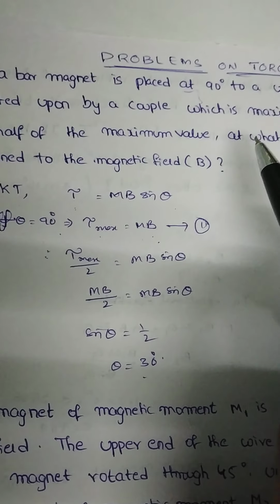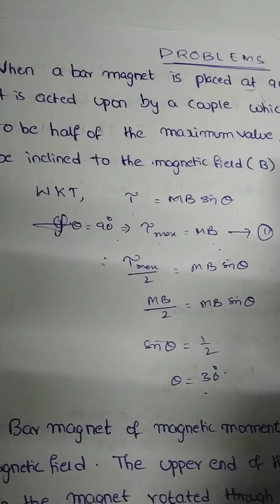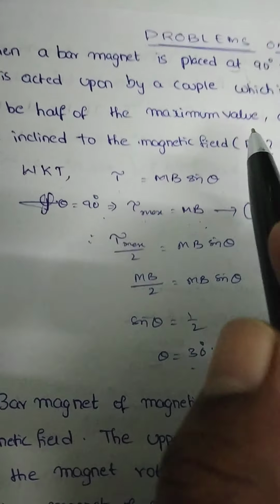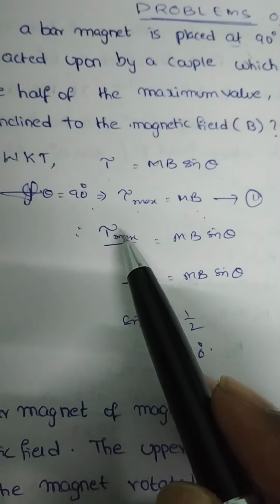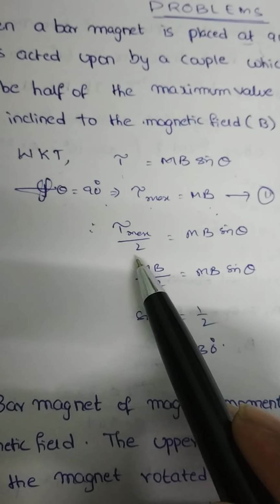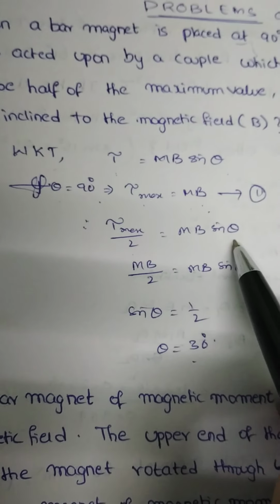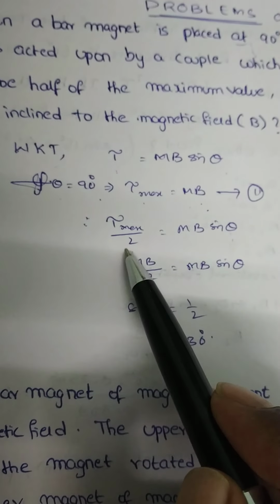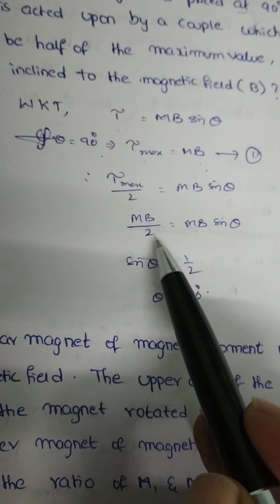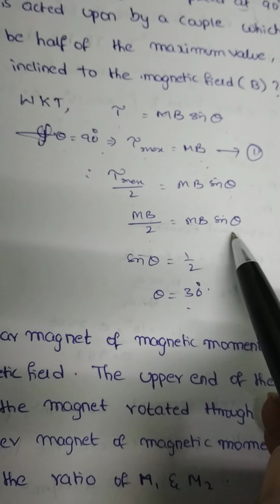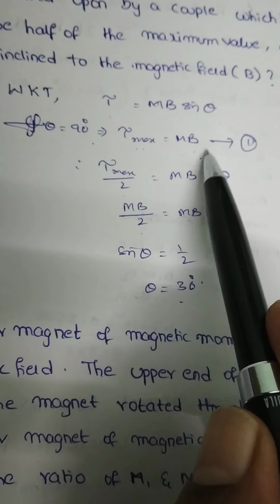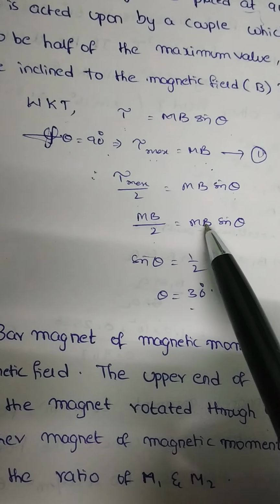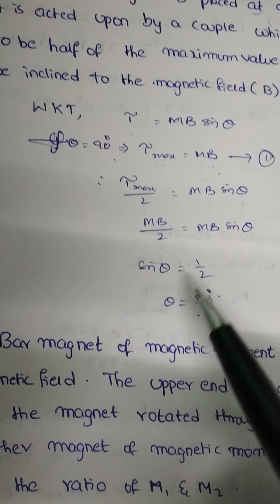Again, also from the problem, at what angle does the magnetic dipole experience half the maximum couple? Couple means tau. It should be equal to tau maximum by 2, which is also equal to mB sin theta. Say at an angle theta, the dipole experiences half the maximum couple. Tau maximum by 2 means mB by 2 is equal to mB sin theta, because tau maximum is equal to mB. mB by 2 is equal to mB sin theta. mB cancel. Sin theta is equal to 1 by 2, so theta equal to 30 degrees.